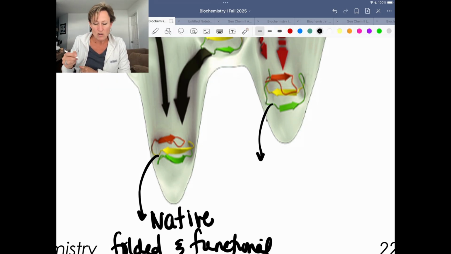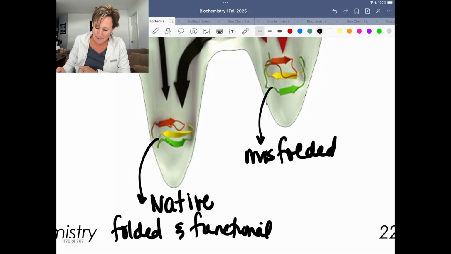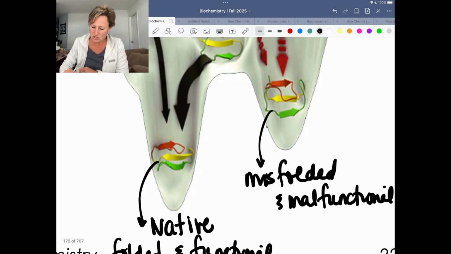So this is still folded, but it is misfolded. So it's still folded, okay? But it's now malfunctioning, or malfunctional. Okay, so it's not folded into the correct three-dimensional shape, and so it's not functional.